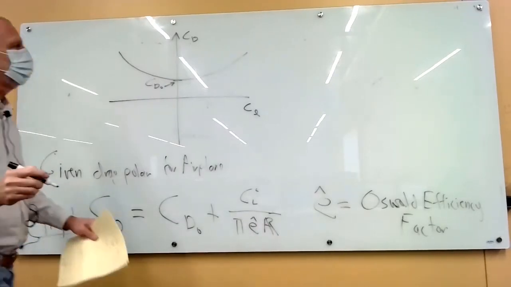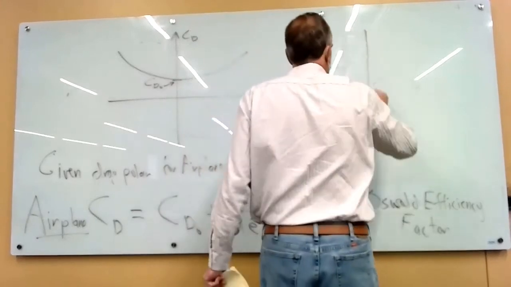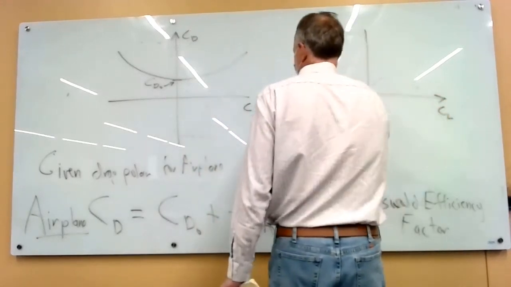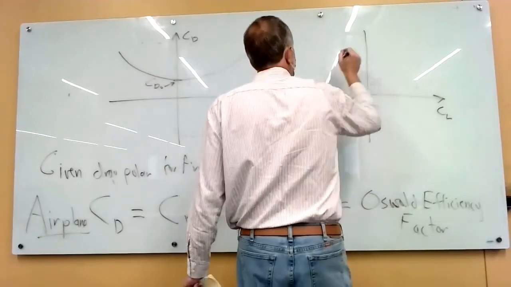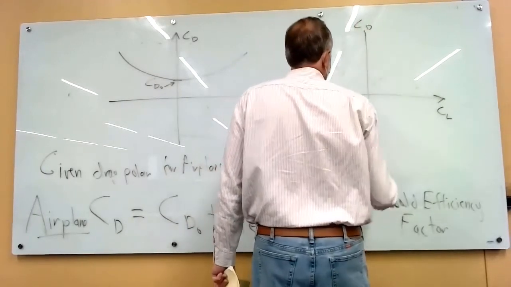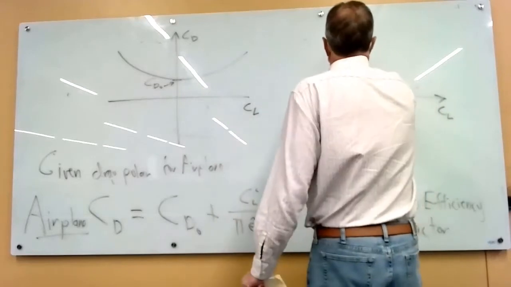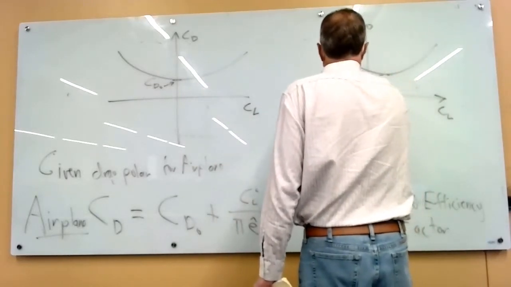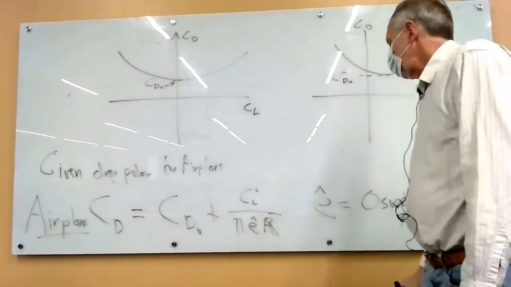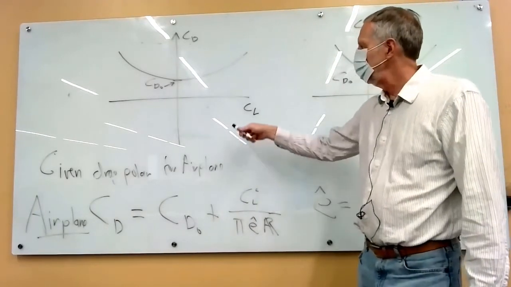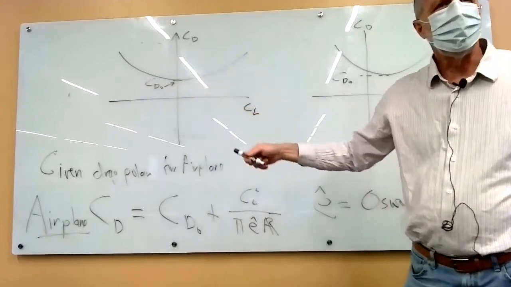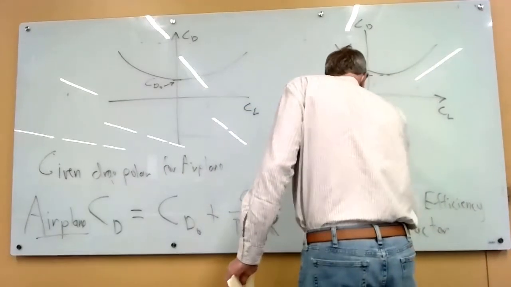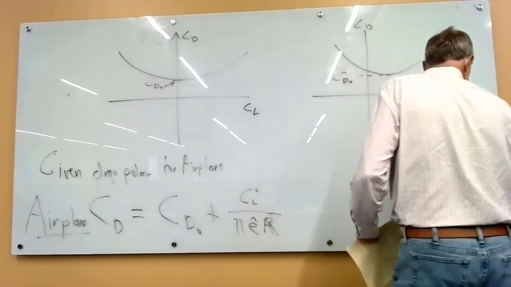So sometimes, for some airplanes, this should be capital L, sorry. Sometimes that bottom is shifted over. Say it may be over here like this. And so we have to adjust the formula, because when CL is 0, that's where the minimum occurs in this formula. So sometimes you'll see a formula with that shift in it.